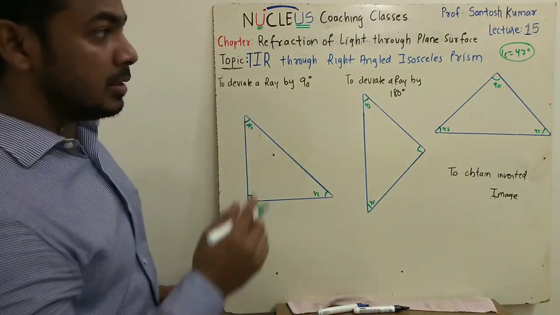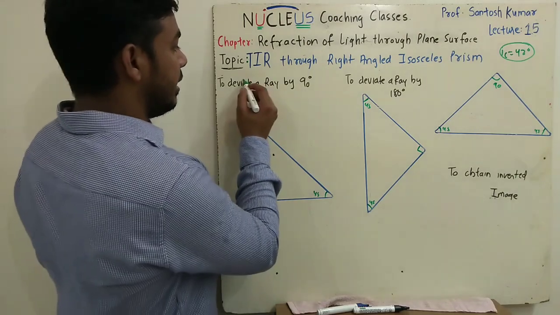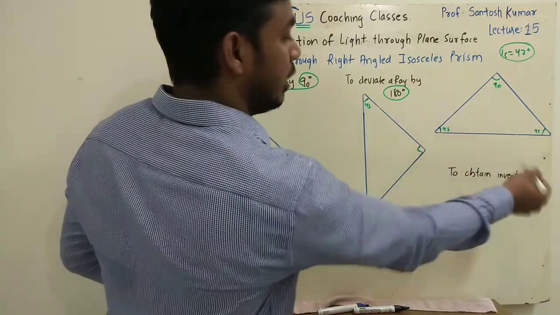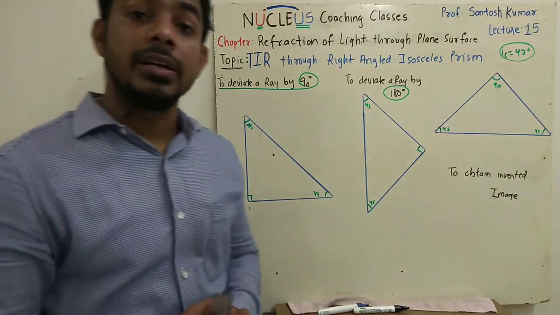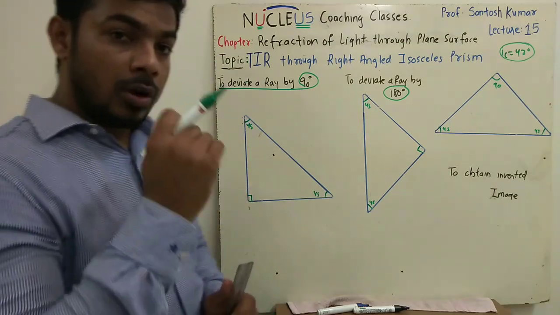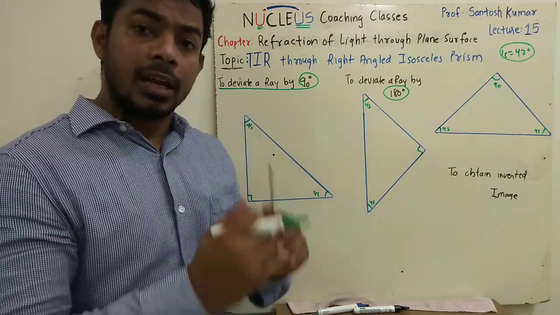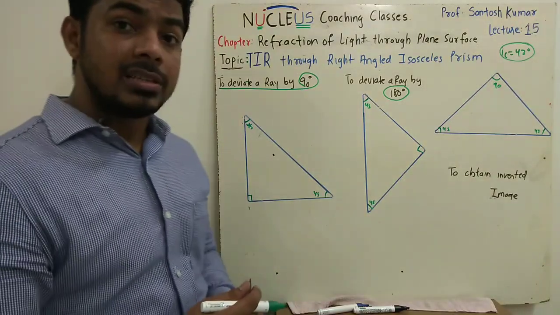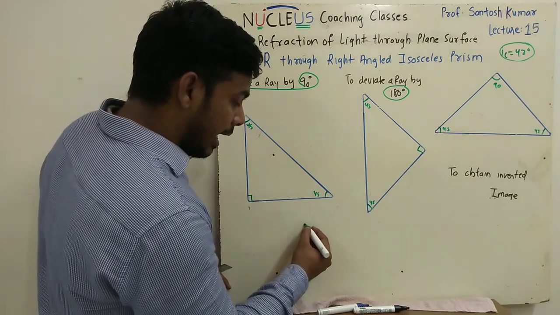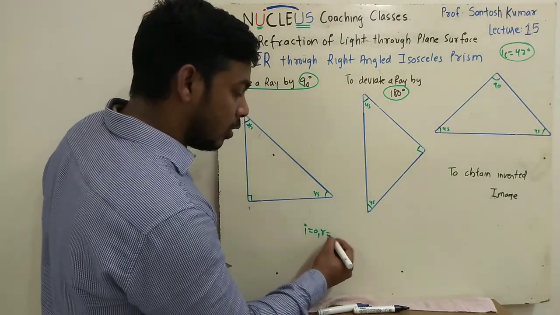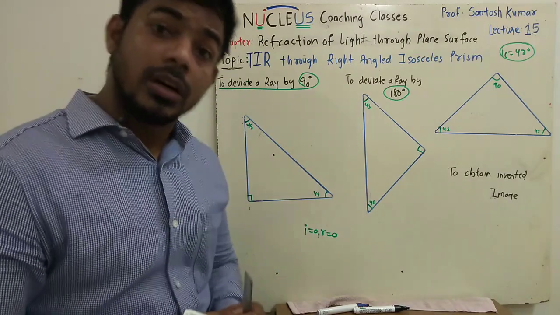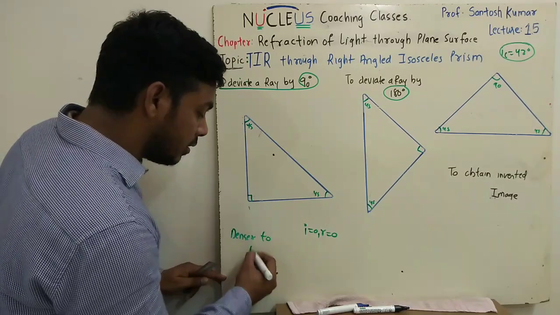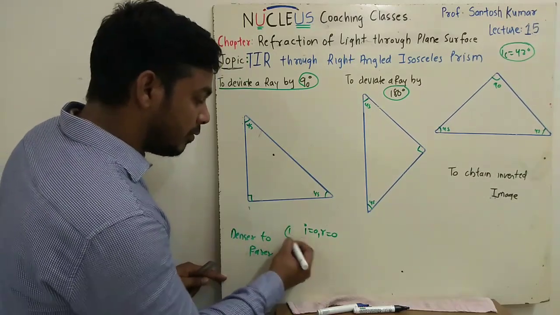And using these prisms we have got three applications where we can deviate a ray of light by 90 degrees or by 180 degrees, or we can use it to obtain an inverted image of an object. So whenever a ray of light travels from optically denser to optically rarer, remember four important conditions are there. If angle of incidence is 0, angle of refraction will be 0, it goes undeviated while traveling from denser to rarer. This is the first case.